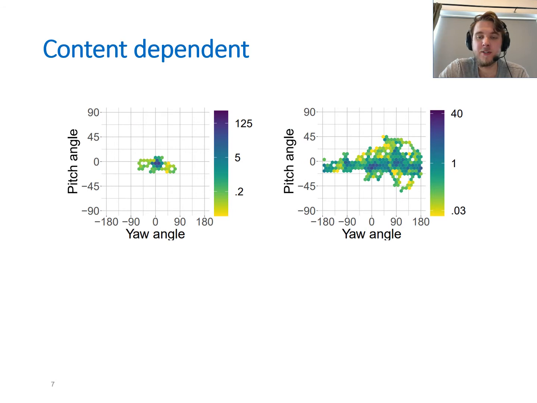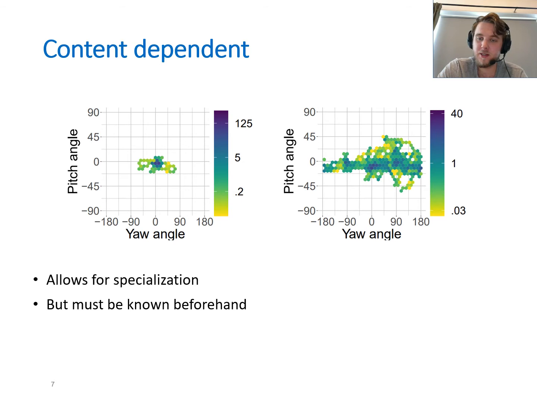What I mean by content dependent is that it can vary a lot between different types of videos. For example, we have 2 graphs here where the left one has a lot less variation in the pitch angle and yaw angle from the center of the video compared to this one, where there's a lot more variation. This can allow for specialization. If you do know this beforehand, then you can customize the algorithm to suit it better.